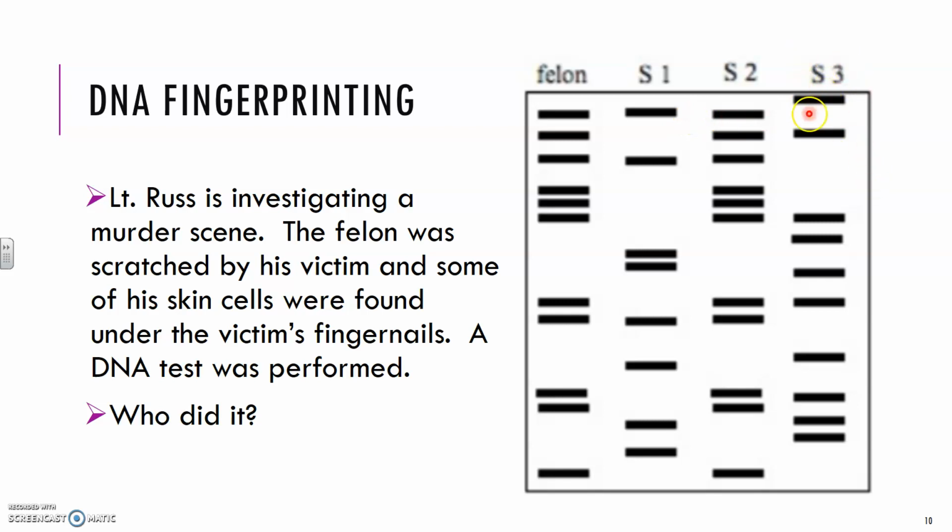So we can go ahead and cut out Suspect 3. Then we go on to the second band. Suspect 1 does not have it, so we can cut out Suspect 1, but Suspect 2 does. We continue checking all the way down, and you see that Suspect 2 is the felon, in this case the murderer.